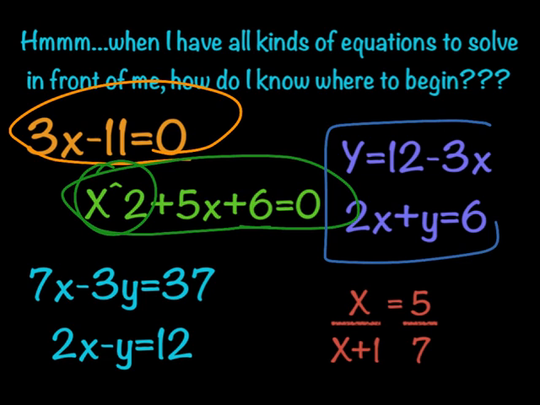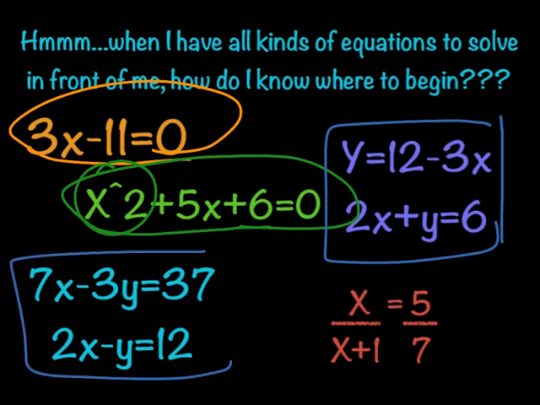And then I have two systems of equations. Because there's two equations and two variables, I can solve them by the elimination method or the substitution method. If I really want to, I could solve it by graphing, but I would choose the other two ways first.